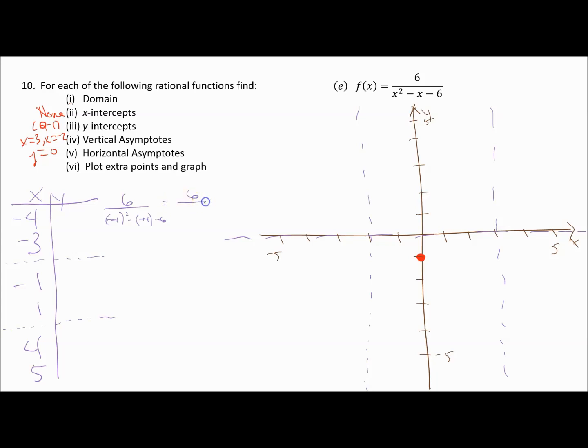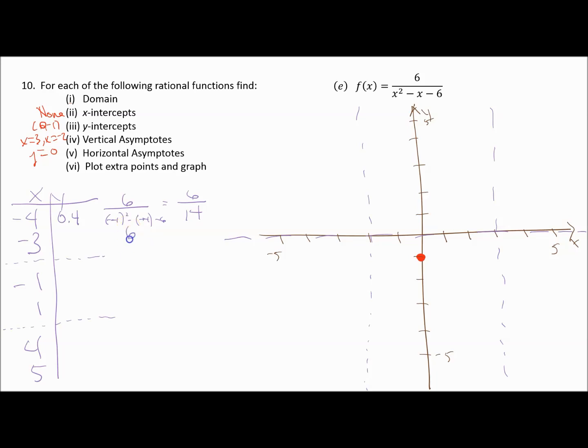So it's going to be 6 divided by negative 4 squared is 16. That's going to be plus 4 is 20. 20 minus 6 is 14. In your calculator, you could calculate 6 divided by 14, and I get a decimal of 0.428. So I'm just going to put 0.4 because I can't graph any more accurately than that.